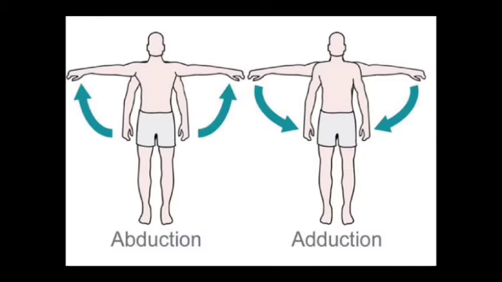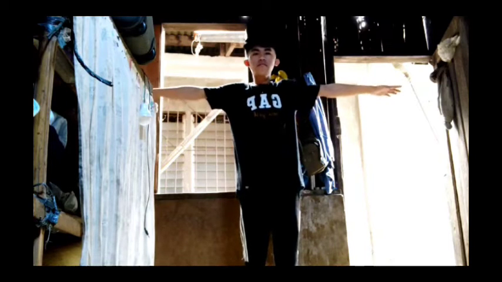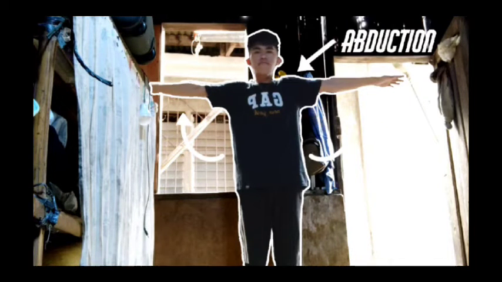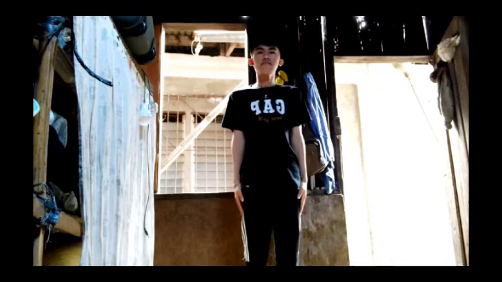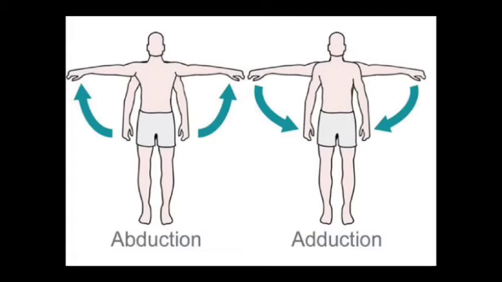Abduction and adduction. Abduction moves the limb laterally away from the midline of the body. Adduction is the opposing movement that brings the limb toward the body or across the midline.